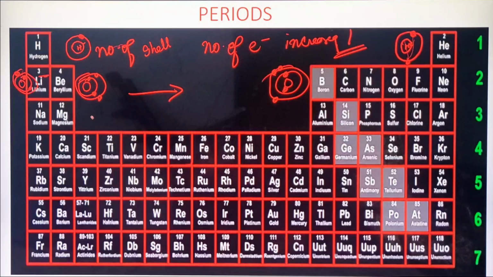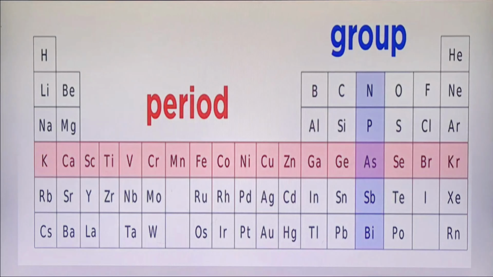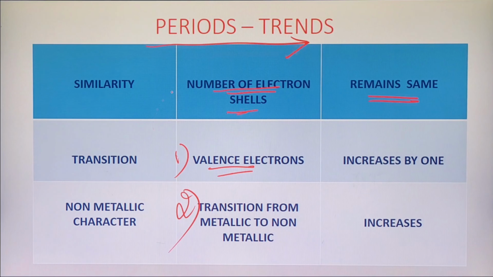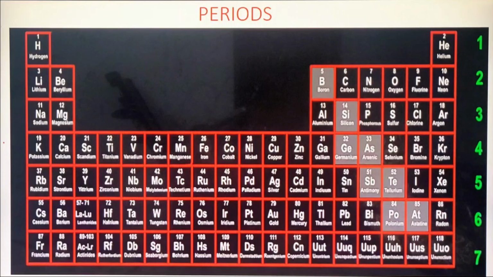So can you see here, children? As you are moving from left to right, as you are moving across a period, what remains the same, children? The number of shells remains the same. Okay? The number of shells will not change. Remember, period number will give you the number of shells. What will be the transition? What will be the change that you will be getting? The number of valence electrons increases by 1. Okay? And there is slowly a transition.